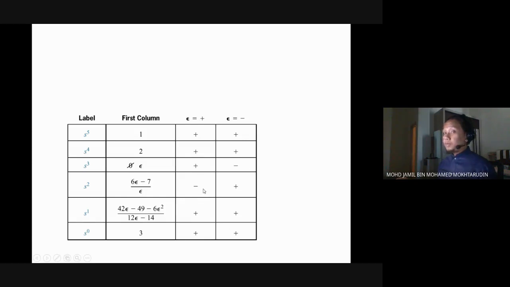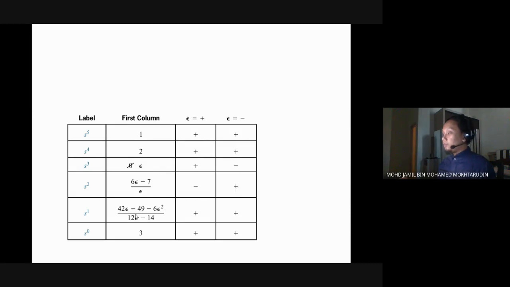Then you need to repeat the process by assuming epsilon as a very small negative value, let's say negative 0.1. From S5 to S4, there are no sign changes. For S3, epsilon is now a negative value. For S2, you assume epsilon as negative 0.1, and when you substitute and calculate, you will get a positive value.